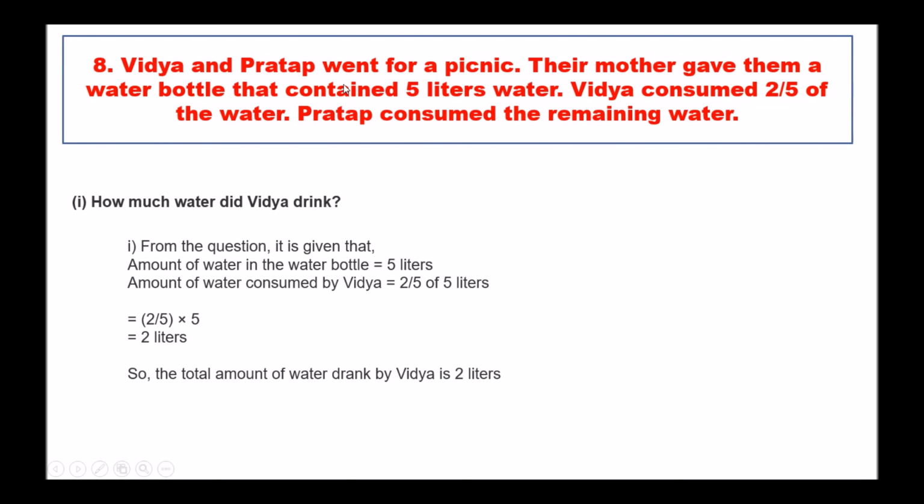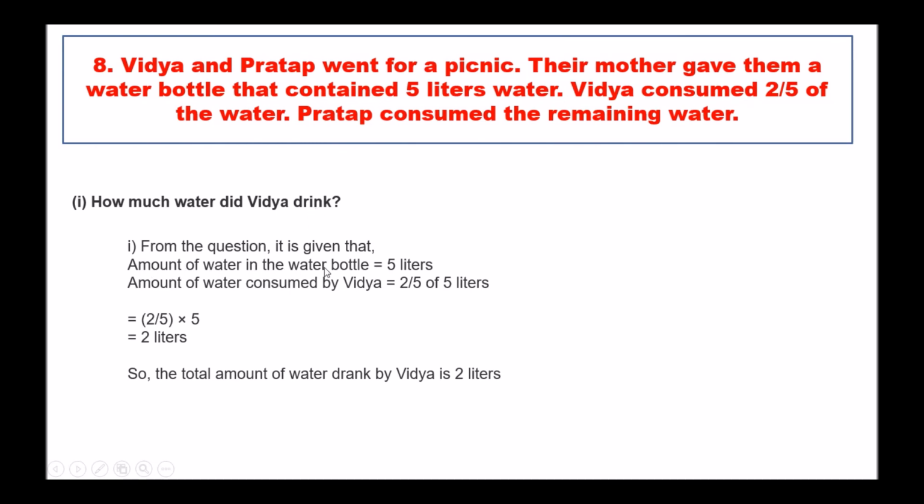8th question. Vidya and Pratap went for a picnic. Their mother gave them a water bottle that contained 5 liters of water. Vidya consumed 2 upon 5 of the water. Pratap consumed the remaining water. So first question we have to find is, how much water did Vidya drink?